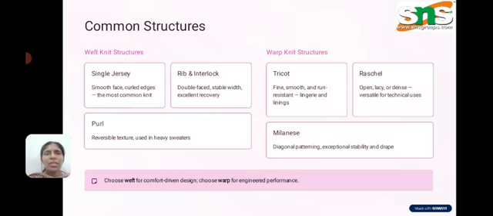Weft knit structures. Single jersey: smooth face, curled edges, the most common knit. Rib and interlock: double faced, stable with excellent recovery. Tricot: fine, smooth and run resistant. Lingerie and linings. Tassels: open, lacy or dense, versatile for technical uses. Pearl: reversible texture used in heavy sweaters. Diagonal patterning, dimensional stability and drape. Choose weft for comfort driven designs. Choose warp for engineered performance.